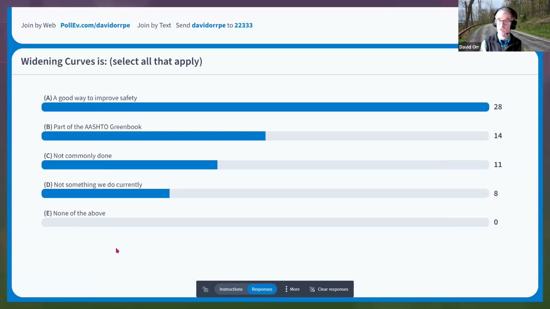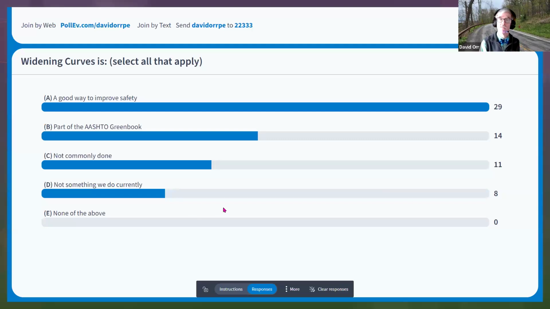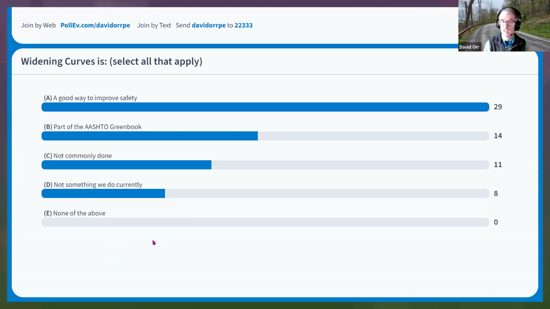Yeah, we know it's a good way to improve safety. And a lot of you that voted, voted for that. It is actually part of the AASHTO Green Book. It is actually in the standard, and yet we don't see it. It is not commonly done, and most agencies aren't doing it currently. So it is something we should be thinking about, and it would help eliminate some of that edge drop-off.